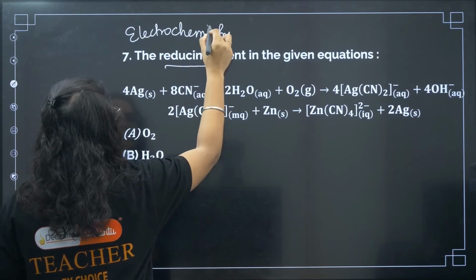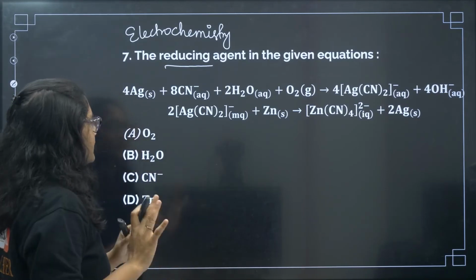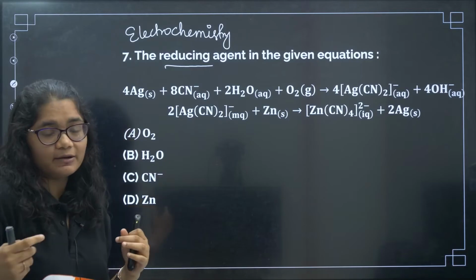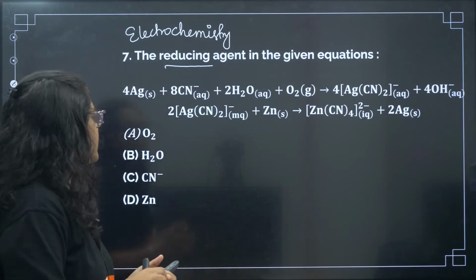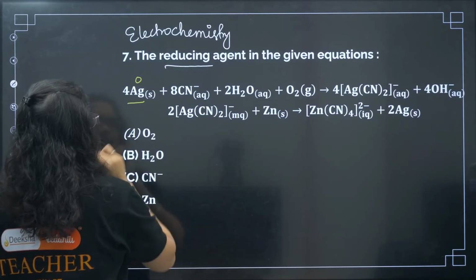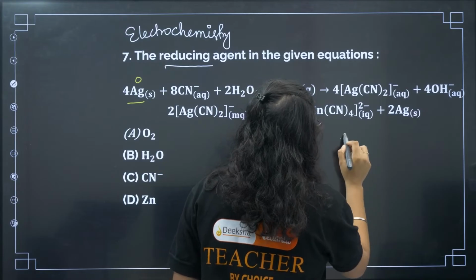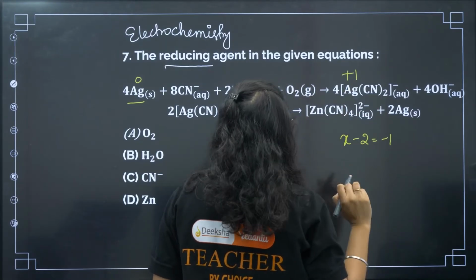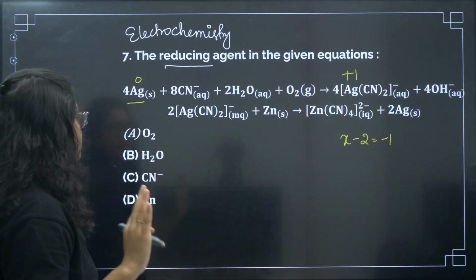Okay, so the reducing agent among the following is, okay, this is a very easy question. I think we just need to find out which compound itself undergoes oxidation, right? So let us see, Ag oxidation state is 0 here, and if you see here, Ag is x minus 2 is equal to minus 1, so Ag is plus 1. So silver is undergoing oxidation, but in the options silver is not there, so we can leave silver.